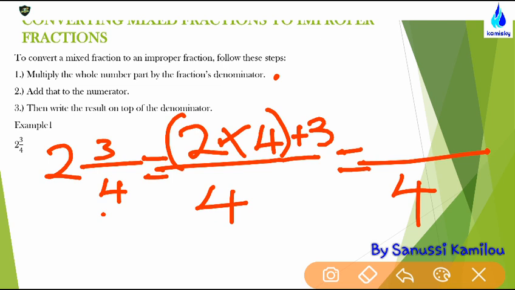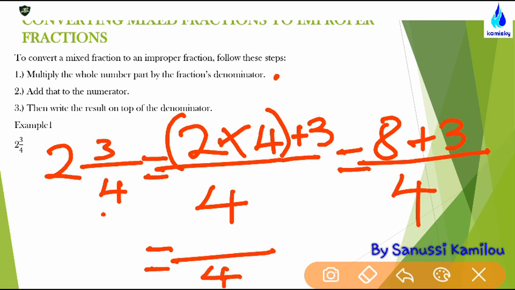So 2 times 4. The answer is what? Very good. The answer is 8. And then plus 3. So the next step, see, we should keep the 4. The 4 is still our denominator. And then we are adding the 3 to the 8. That one will give us 11.